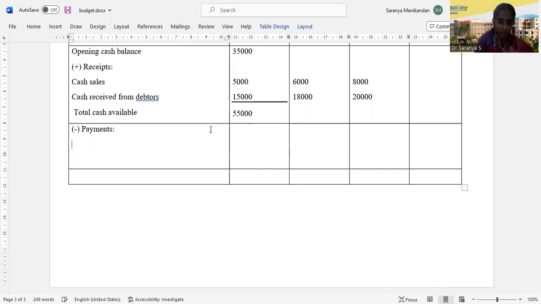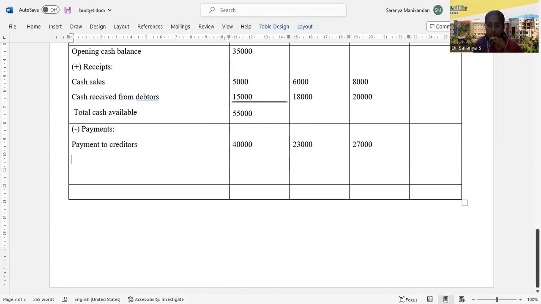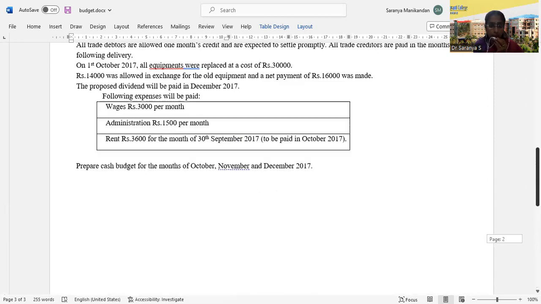Like we will write as payment to creditors. We'll record 40,000, 23,000, 27,000. So first item we have recorded is payment to creditors 40,000, 23,000, 27,000. And we will go to the next line. So we'll better go line by line.